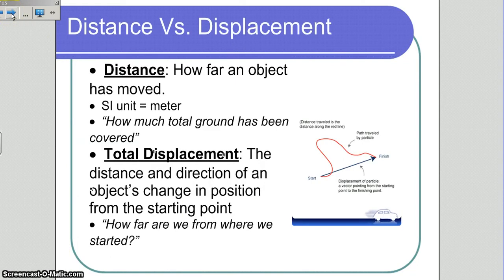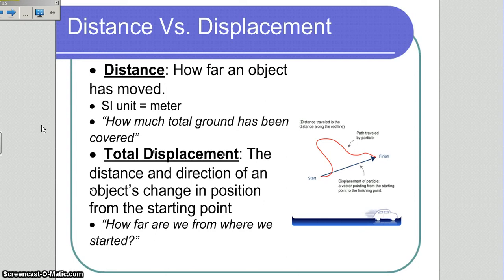So we look at distance versus displacement. And these are probably the two things that kids mix up a good bit. And it's okay. It happens often. So distance is how far did you move? The total distance traveled. How much ground was covered is what we have in quotation marks there. And displacement is the distance and direction of an object's change in position from the starting point.